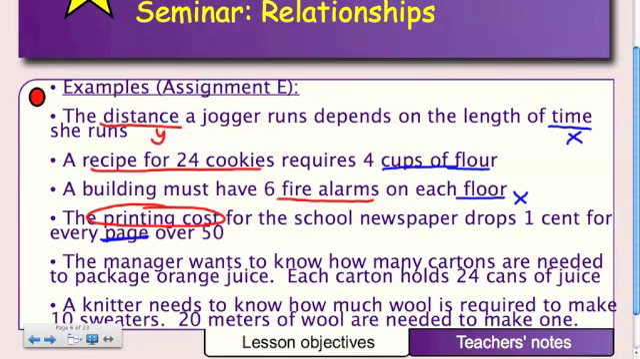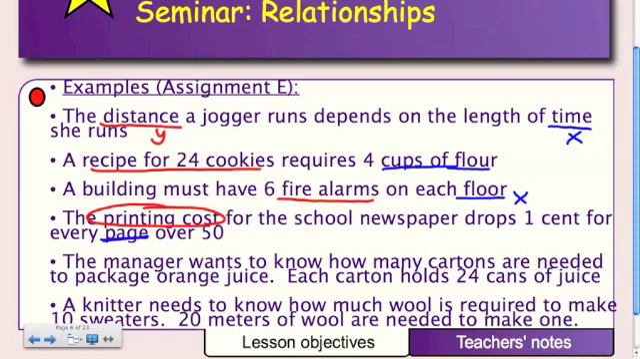Each carton holds 24 cans of juice. These aren't always that simple, right? But what if it appears on your test? The manager wants to know how many cartons are needed to package orange juice.